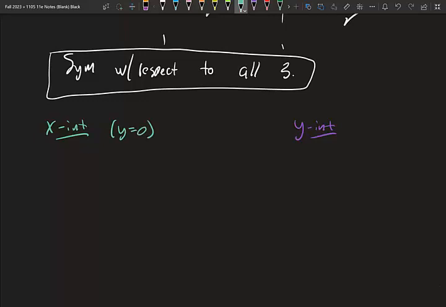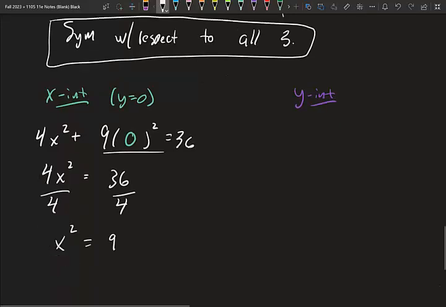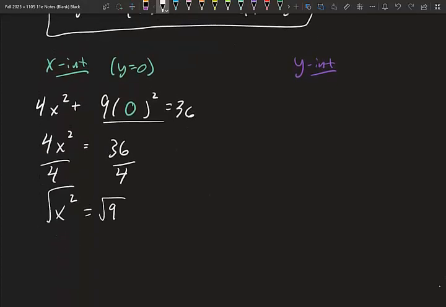Opposite of x is y. So we have 4x squared plus 9 blank squared equals 36. And in that blank, we're plugging in 0. So 4x squared, that goes away, equals 36. Divide by 4. We get x squared equals 9. We square root 9, and we get positive negative 3. So we have negative 3, 0, and 3, 0.